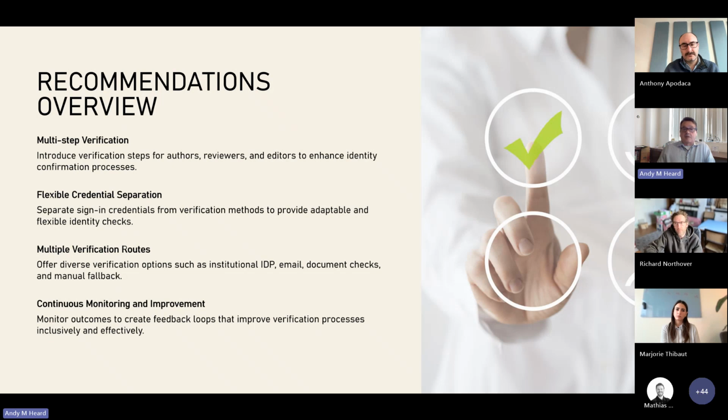So as Richard had pointed out, there are several actions that are recommended to strengthen identity verification. Introducing these steps for authors, reviewers, and editors, separating sign-in credentials from verification methods, that allows flexibility, leveraging things that are already in our ecosystem like ORCID trust markers to validate affiliations and academic contributions, offering multiple verification routes such as institutional IDPs, email confirmation, document verification, and manual fallback options, and monitoring outcomes to create that feedback loop that Richard talked about for continuous improvement.